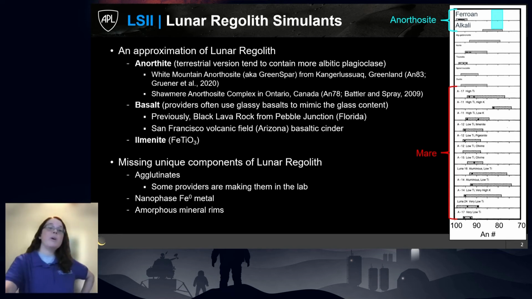In terms of basalt, the providers are generally using the San Francisco volcanic field in Arizona. They use a basaltic cinder to replicate the glassy components that are present in lunar regolith. And then they'll oftentimes add some ilmenite to increase the titanium content. But in general, the simulants are missing agglutinates. There are some providers that can make pseudoagglutinates, and you can add that into their simulant products. And they're missing nanophase iron metal and amorphous mineral rims.